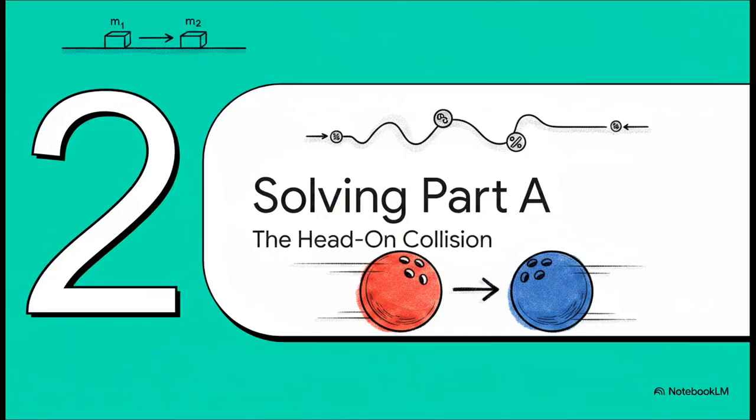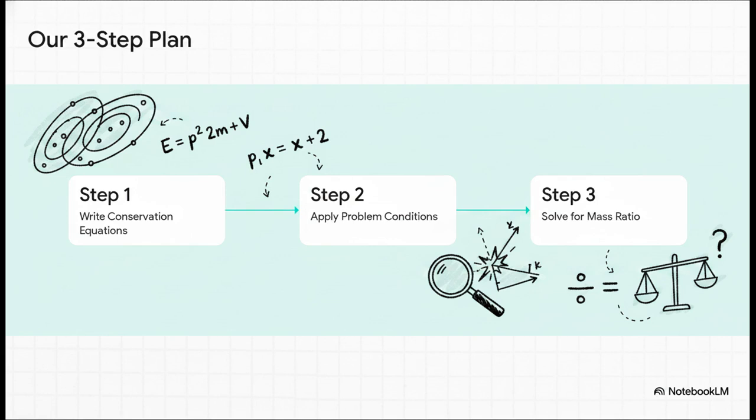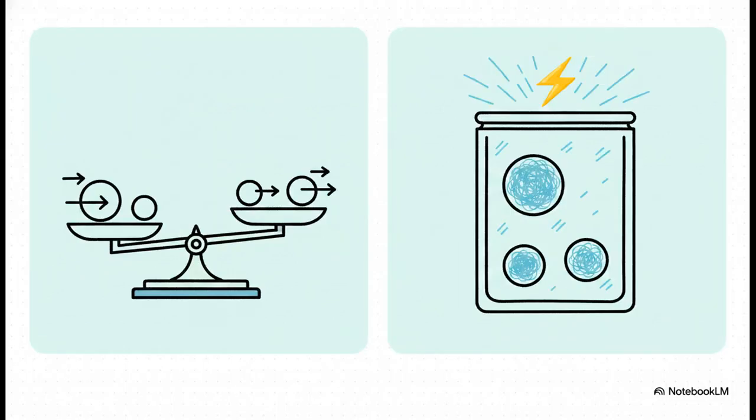This is the more straightforward case, a one-dimensional head-on collision. You can just picture one billiard ball hitting another one dead center. We're going to use a nice, clear, step-by-step plan to knock this out. So here's our game plan. Super simple. First, we'll write down our two main equations from our toolkit, one for momentum, one for energy. Second, we'll plug in the specific details from part A, namely that the particles fly off with equal and opposite speeds. And third, we'll just let the algebra do its thing until we've solved for that mass ratio we're looking for. Easy as that.